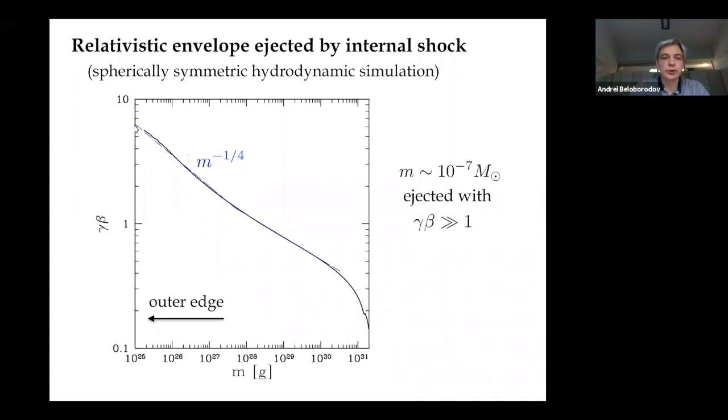And so the fastest material is at m equal to 0 at the outer edge. And then the scaling here is m to the -1/4, approximately, just fit to the numerical results. You see it fits pretty well. Okay, and the total mass, in this case, is about 10^-7. Even for gamma beta significant, it's a little more efficient and more robust mechanism for producing this envelope. So I like this one.